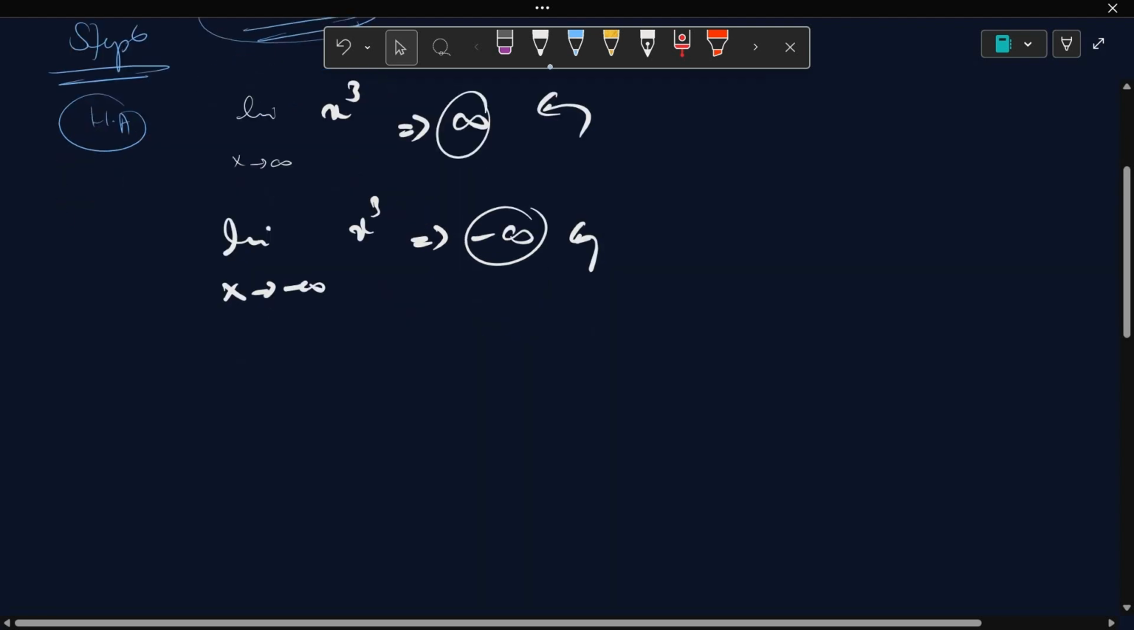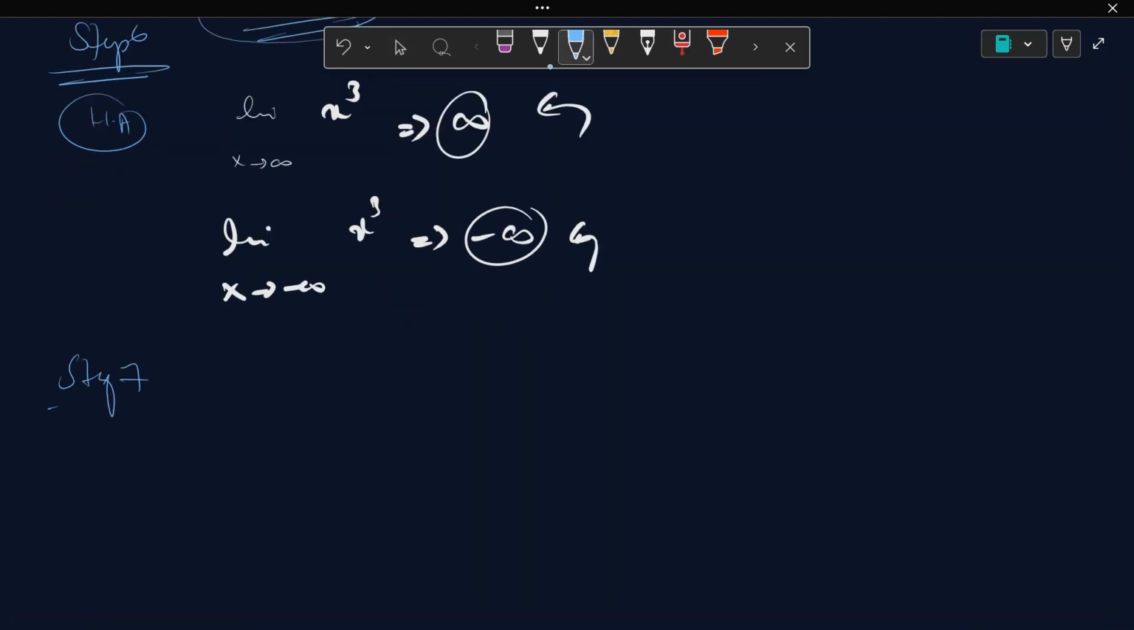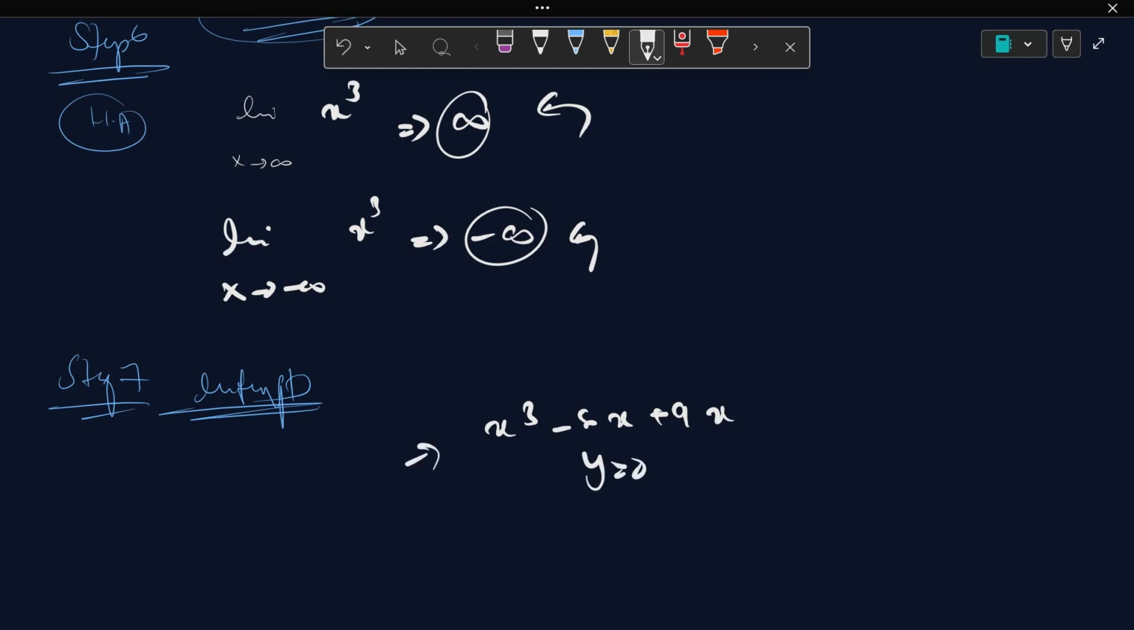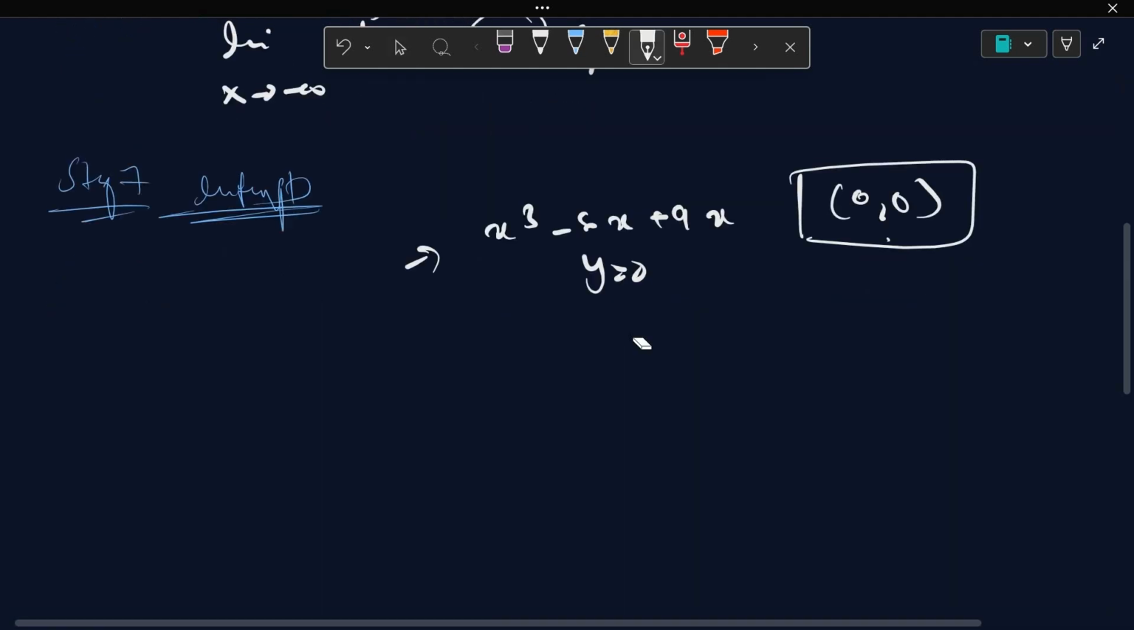So now we can move on to step number 7, which is basically to figure out the intercepts. Because we're trying to figure out the intercepts, we are going to take our original function and try to figure out the x and y intercepts. First, we're going to make x equal to 0. So if I make my x equal to 0, I basically get y equals 0. So I have (0, 0), the origin, as one point for the intercepts, and that basically gives me the y intercept.